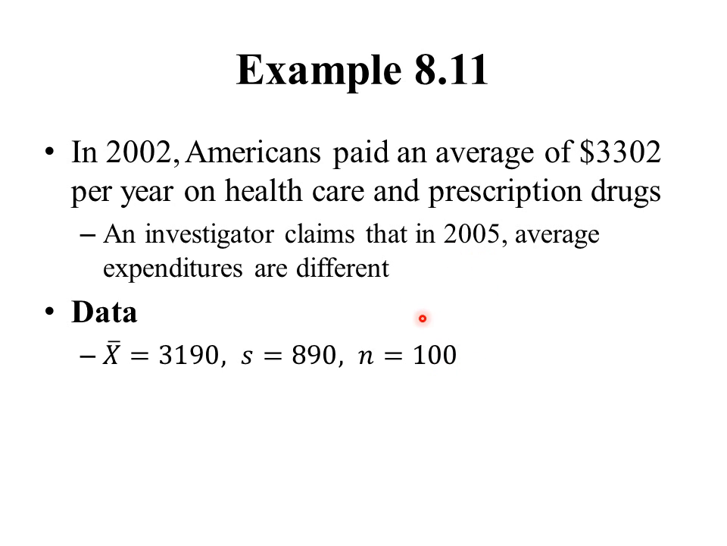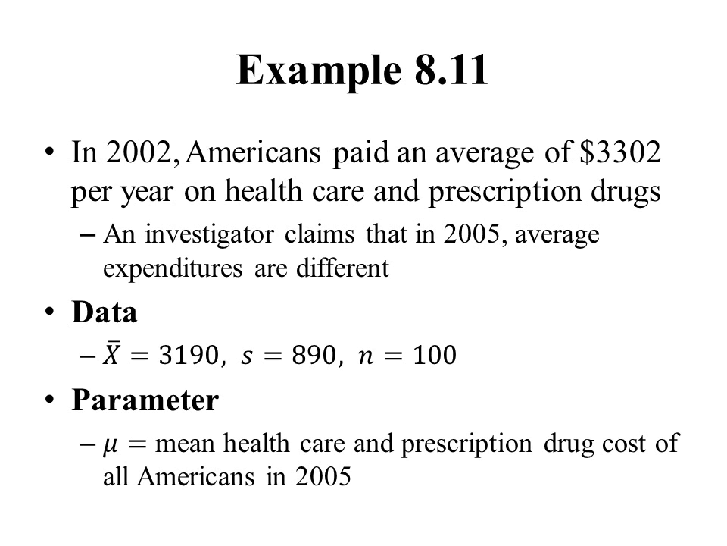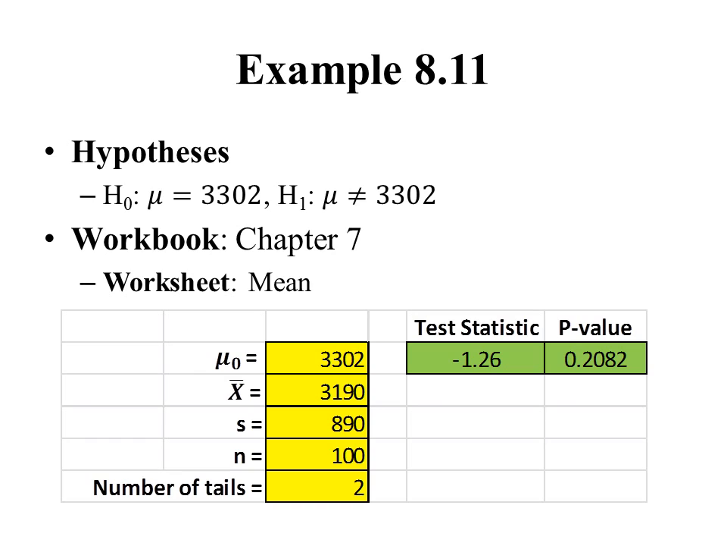We surveyed 100 people. We calculated a mean cost of $3,190, and we got a standard deviation of $890. And so we're going to use this data to test our claim. So the parameter that we're making a claim about is mu, the mean healthcare and prescription drug costs of all Americans in the year 2005. So if we set up our hypotheses, the claim is that mu is different than 3,302. So that's the alternative hypothesis. The null is the statement that mu equals 3,302.